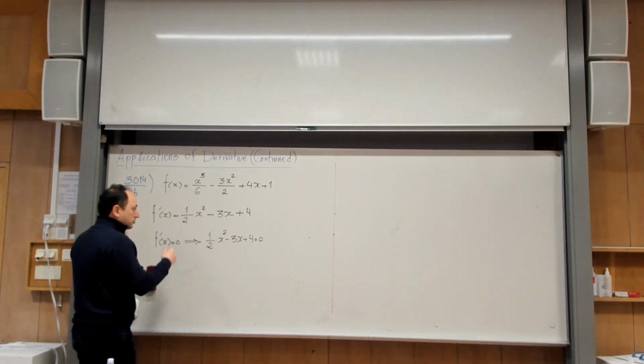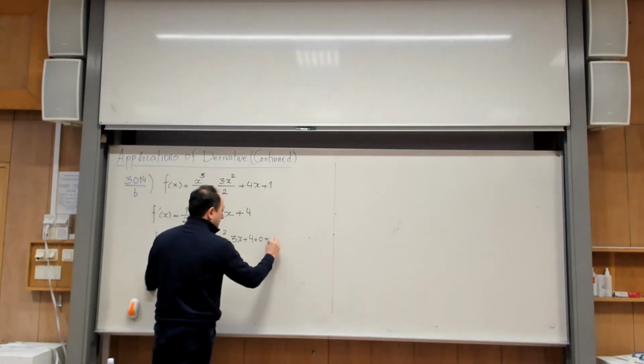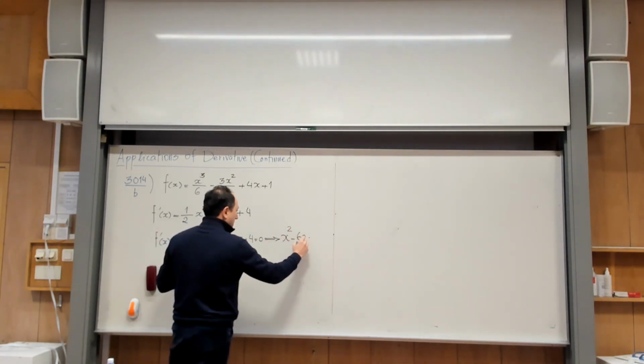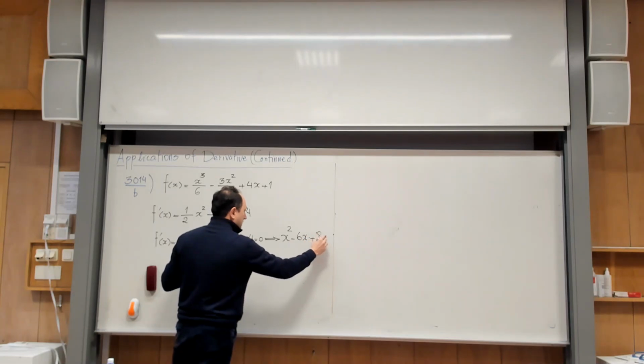I would prefer not to work with fractions. So what I do, I multiply this by 2 to get rid of the fractions. This becomes x squared minus 6x plus 8 equals 0.